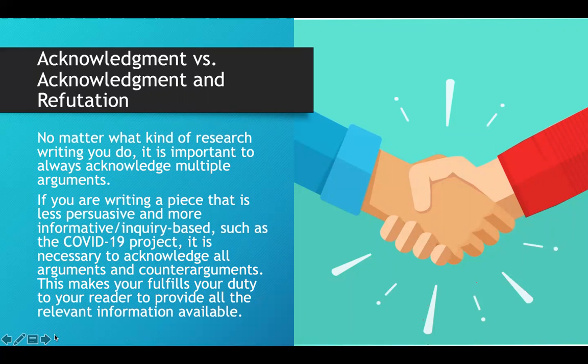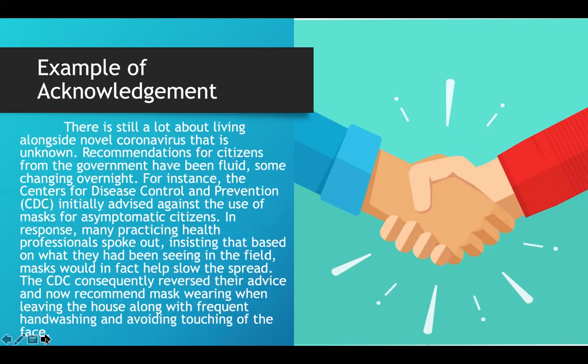So if you are doing the COVID-19 project or any other type of writing that is informative rather than persuasive, it's always important to acknowledge all the arguments and counter arguments that exist out there about your topic. So here's an example of simple acknowledgement of counter arguments rather than acknowledgement and refutation. Because after all, if you're not writing to persuade and you're writing simply to inform, you don't have to refute anyone's argument. You just have to simply acknowledge that there are lots of different sides of an issue.